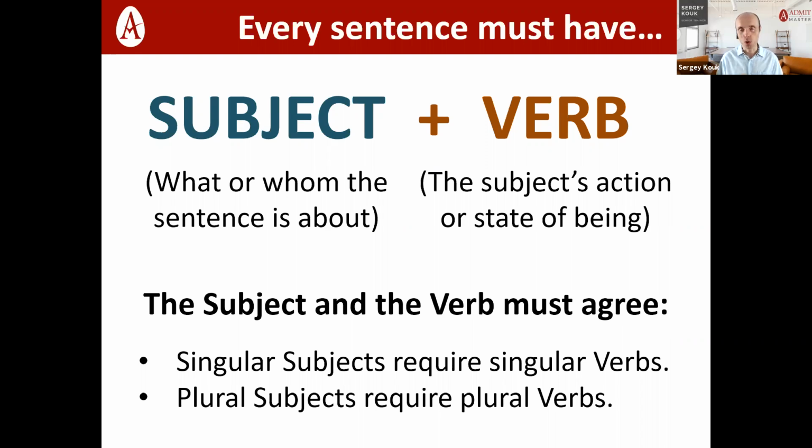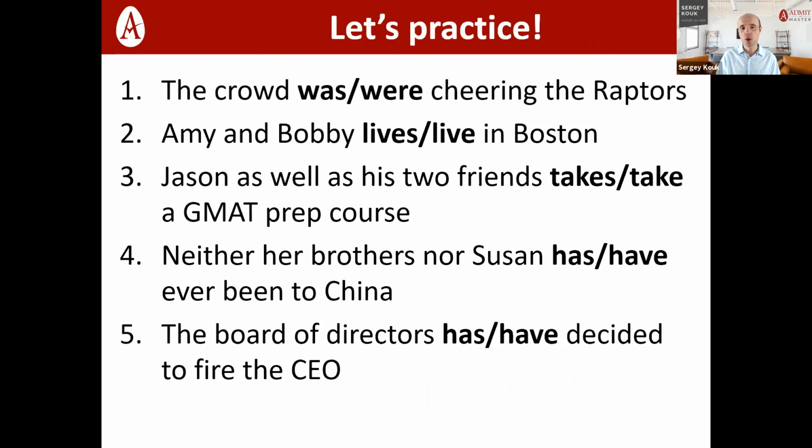So why don't we see if we are comfortable using this rule? Singular subjects always have a singular verb, and plural subjects have plural verbs. I'm going to give you 5 sentences, and I will ask you to pick the correct verb for each of the subjects. So here are the 5 sentences, 1, 2, 3, 4, 5. And I'm going to launch a very quick poll. And of course, we'll talk about these sentences in just a minute.